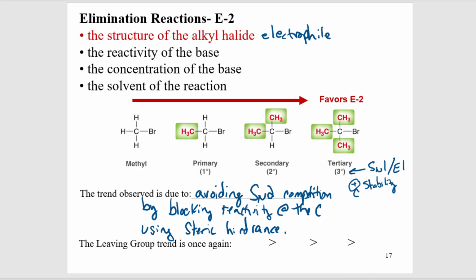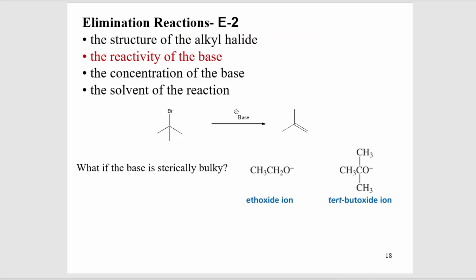The leaving group trend, no surprise here. Once again, iodine is better than bromine, is better than chlorine, right? It's better than fluorine. The leaving group is a leaving group is a leaving group. That's what the whole point of these two chapters are. Alkyl halides are great leaving groups. That's why they're all put together in these two chapters to discuss the chemistry we can do with them. I'd say that's the stable, unchanging variable, right? It's not a variable, it's our independent. It's consistent through these two chapters.